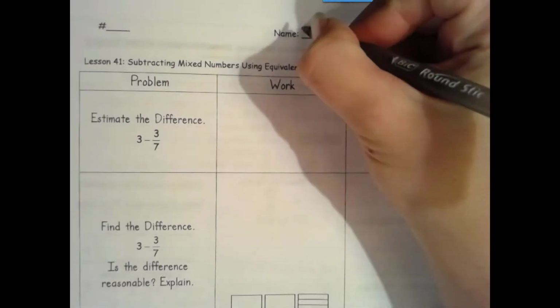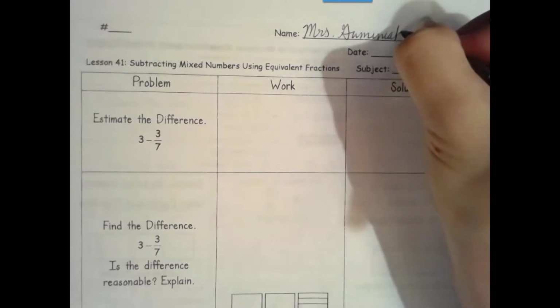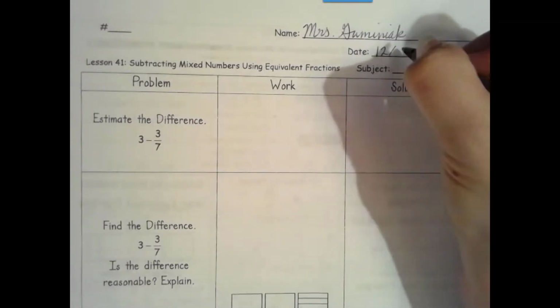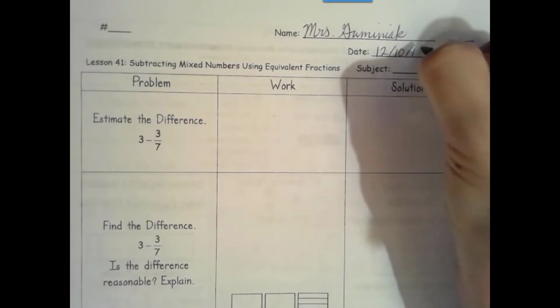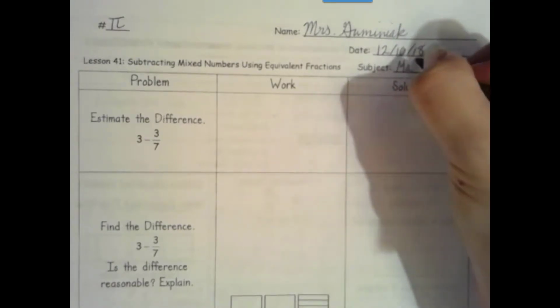First thing you need to do is put on your heading: name, number, date, first and last in cursive. Remember to put the date that you are working on these notes, not necessarily the date that I am writing. And our subject is math.